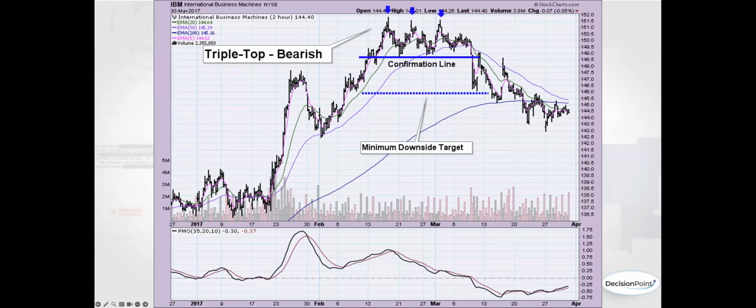We did get a fake out here of a rally, but at the same time, what was this? Long flagpole, flag. So that did tell us that even though we're getting that rally, we have to be careful because there's a reverse flag in play. Like I said, we ended up getting that pop, but ultimately the triple top won out and we ended up seeing price move down below that minimum downside target.